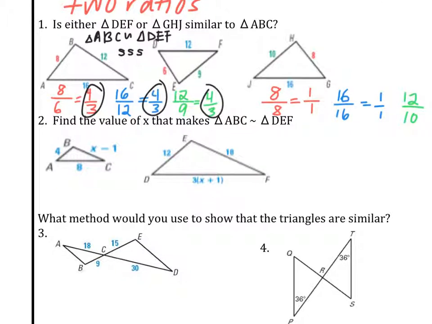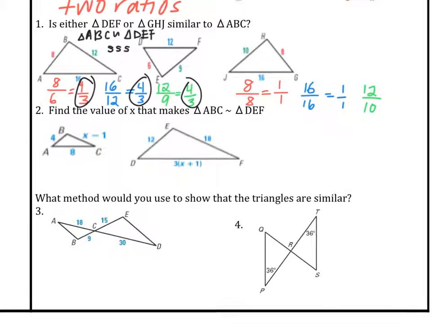12/10. That simplifies to 6/5. Is that the same ratio? Nah. So these are not similar. You have 2 out of 3, that's not enough. All 3 have to be the same.